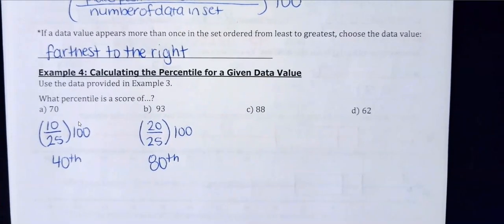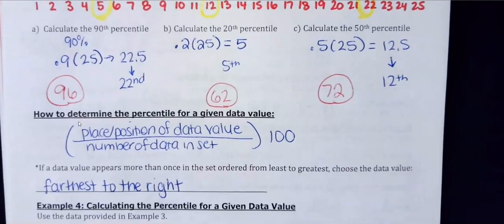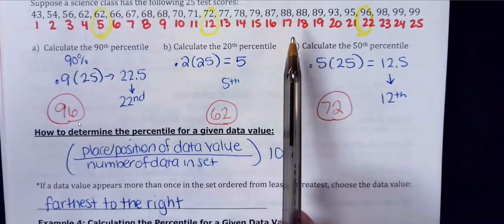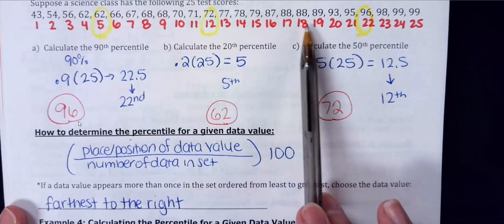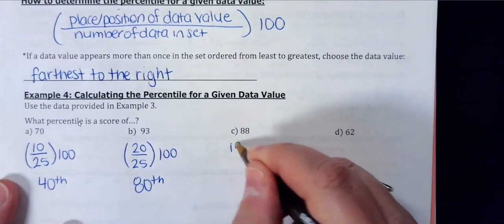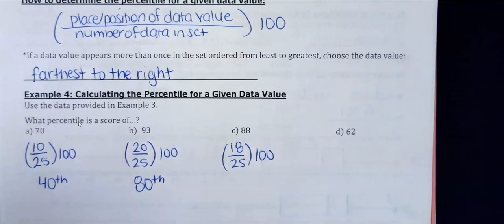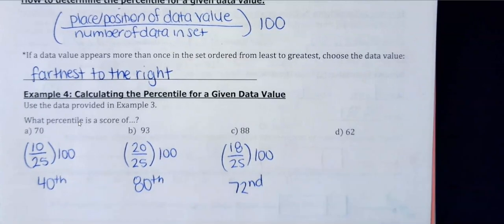Okay, now I'm going to pull this back down just real quick so you can see. 88 does actually appear in the list twice. There's 2 different people that got that score. So if I give you 88 and ask what percentile it is, you got to pick the one farthest to the right. So there's 2 positions here, 17 and 18. Pick the bigger position, so it's going to be 18. So I'm going to do 18 divided by 25. If you do that, you should get 0.72 times 100. So this one's going to be the 72nd percentile.